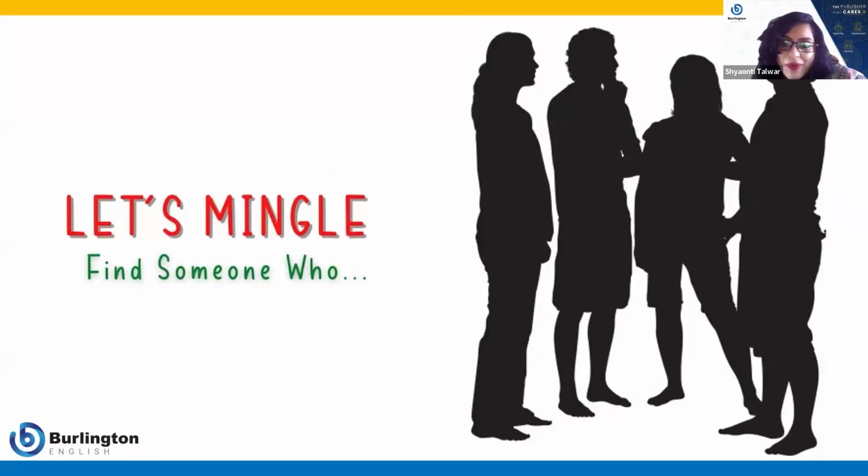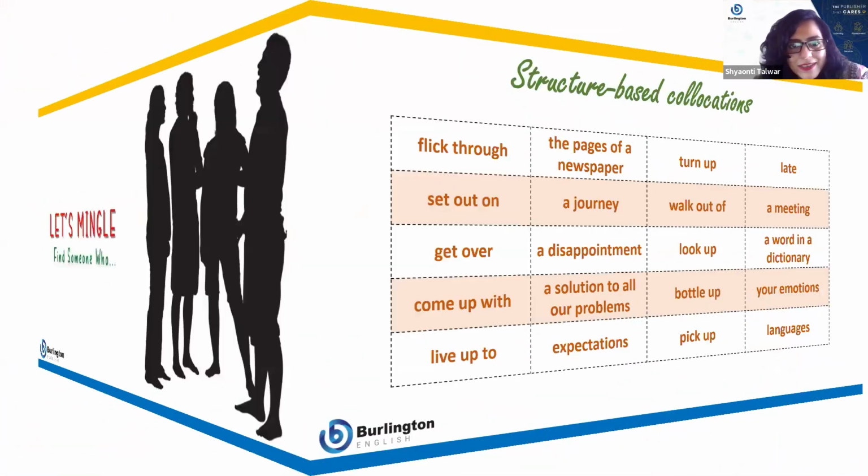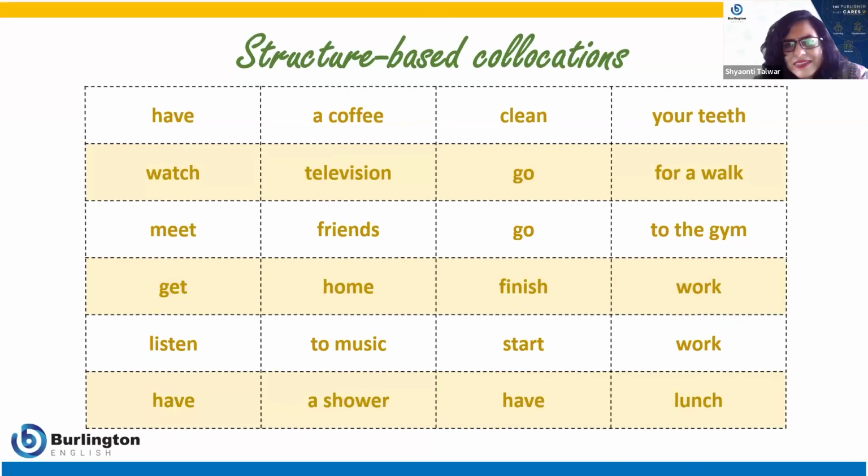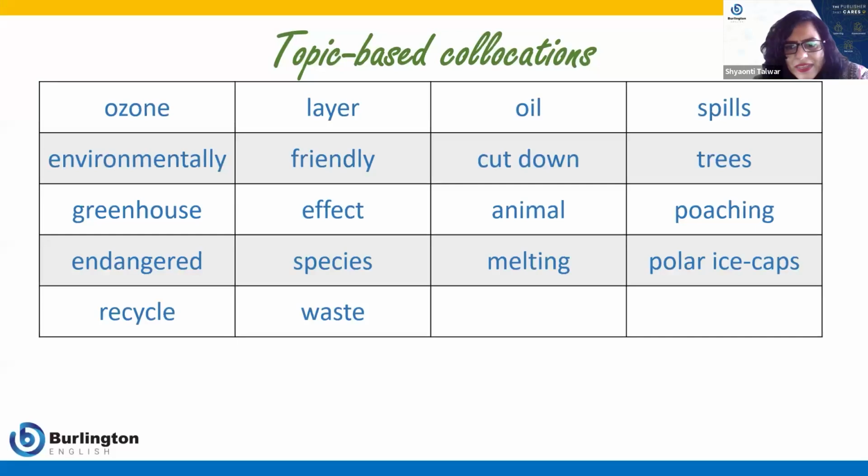You can do find someone who activities. You can have find someone who questions, like for example, find someone who has been on a strict diet. So strict diet is a collocation. Who has found themselves in an embarrassing position. Embarrassing position is a collocation. So the more the learners use these kinds of collocations in surveys, the more it'll become a part of their active vocabulary, right? And then you can have collocation bangs and stuff like that. I'm just going to skip a few here.